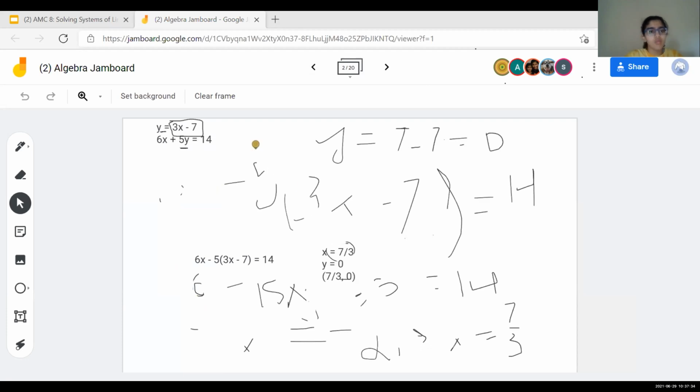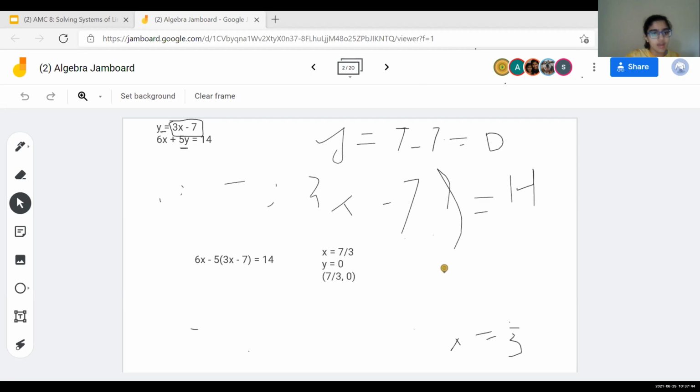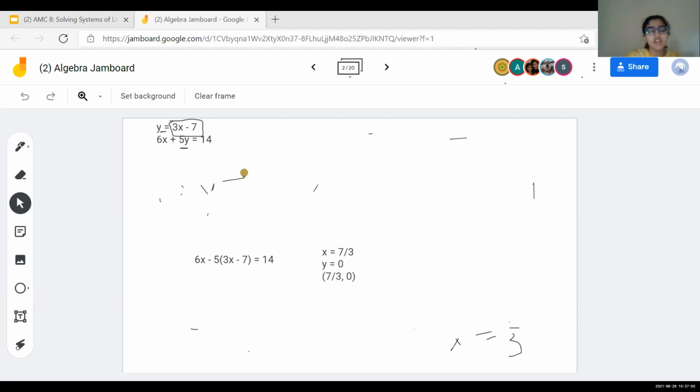Okay, so you don't know how I got y, but you know how I got x. All we did to get y, so we have this y equals 3x minus 7, is plug in that 7/3 for the x. So 7/3 times 3 just cancels out the 3 and we are left with 7, right? So y equals 7, and then we still have the minus 7 here. So that is equal to 7 minus 7, which is 0.